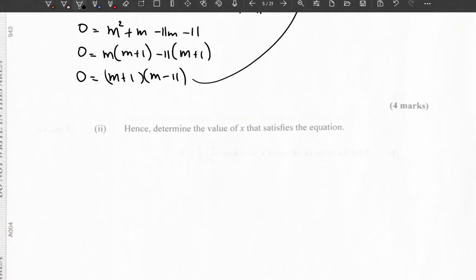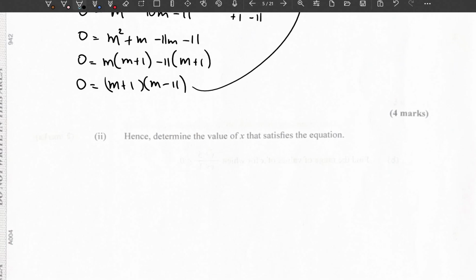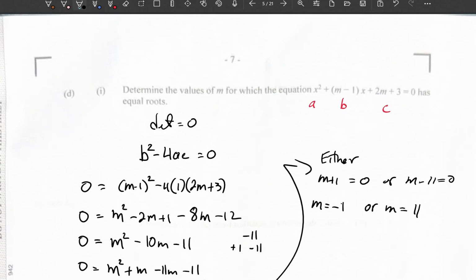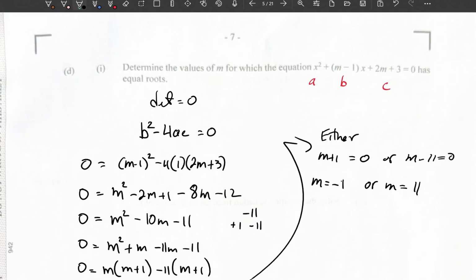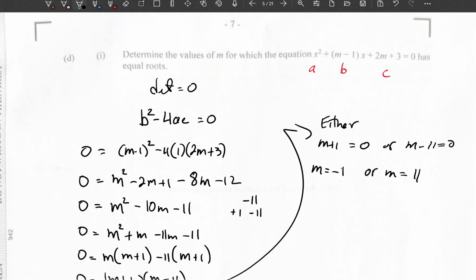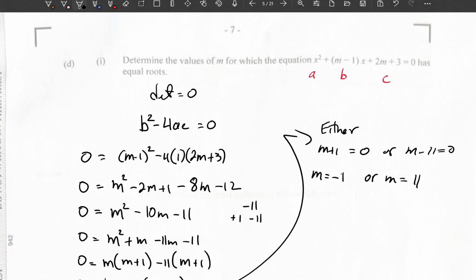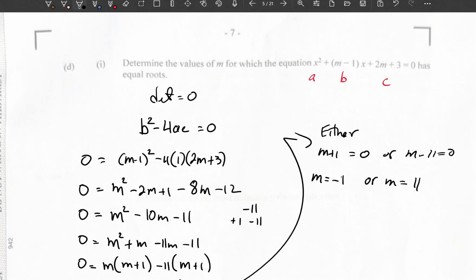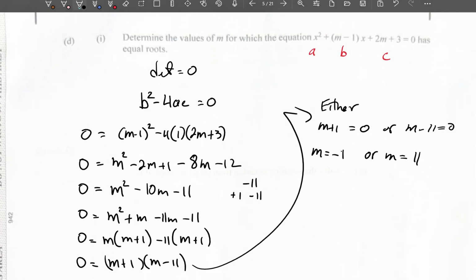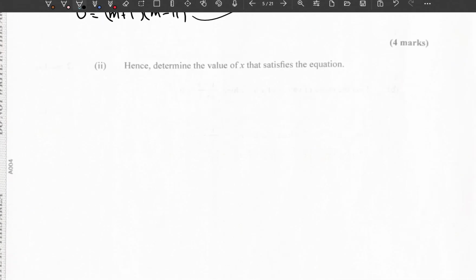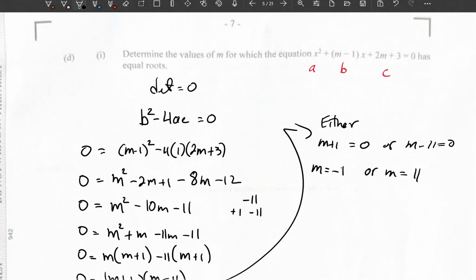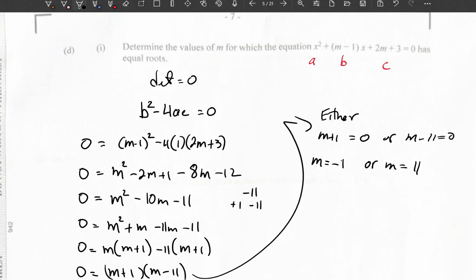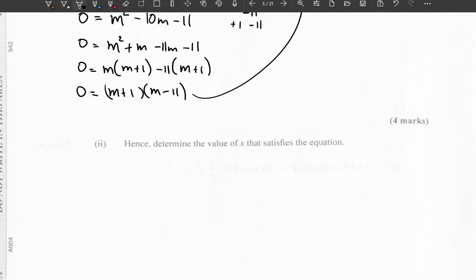Part 2 wants us to hence determine the value of x that satisfies the equation. Right, so let's see which of these values of x would indeed make the equation satisfied. Right, so let's sub in these values of m and see what the corresponding values of x would be. So first let's do m is equal to minus 1.